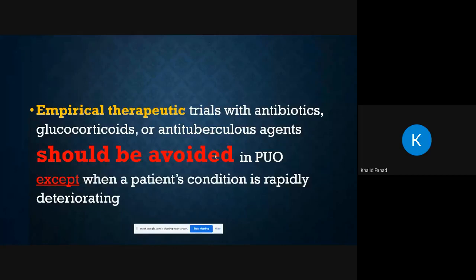As long as the patient's condition allows, you should avoid prescribing antibiotics, because when we prescribe an antibiotic, we modify the underlying cause of fever and decrease the yield of blood culture or urine culture.